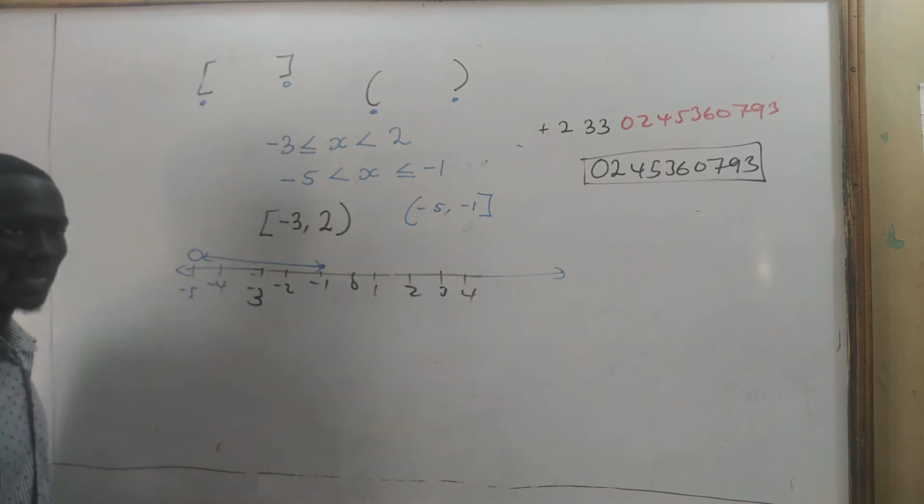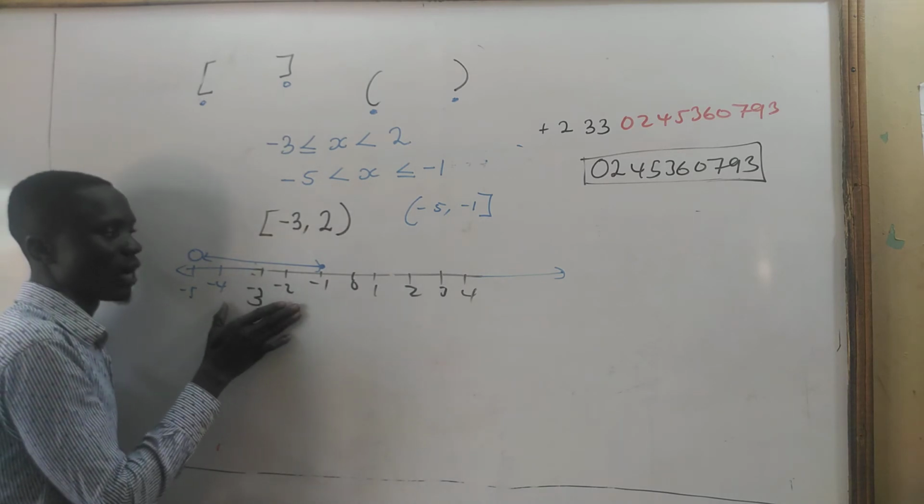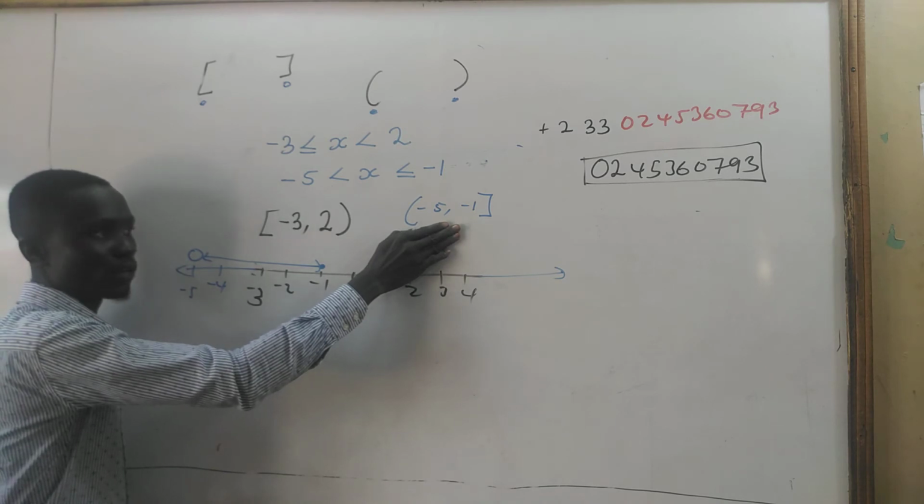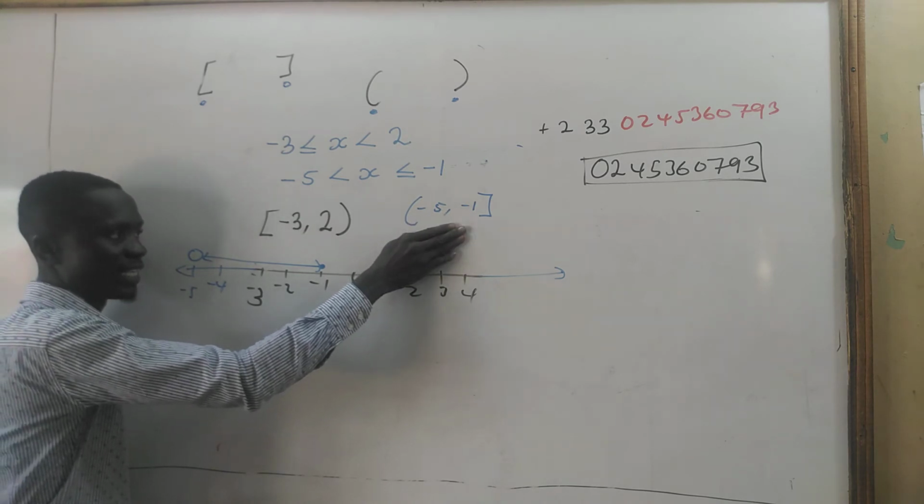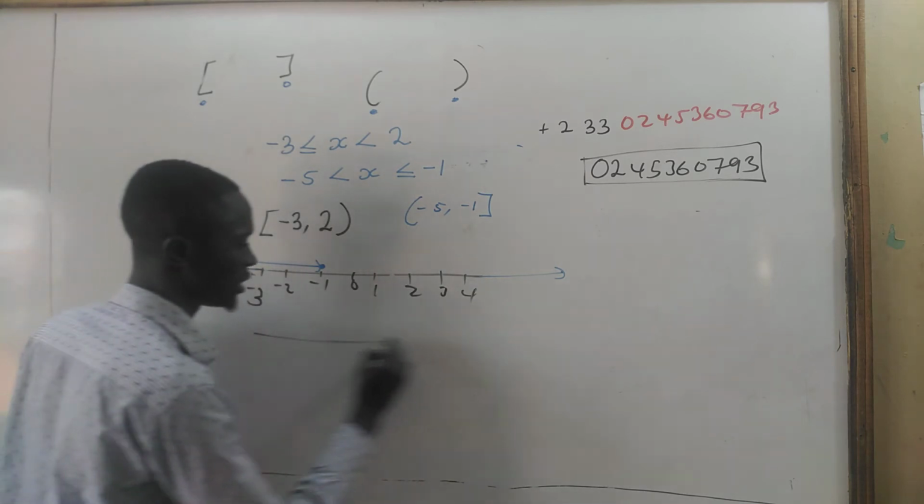Wow, very simple as that. So if you have it in the graph form, you can send it back to the interval notation form. And if it is in the interval notation form, you send it back here. Let's quickly do this and then proceed.